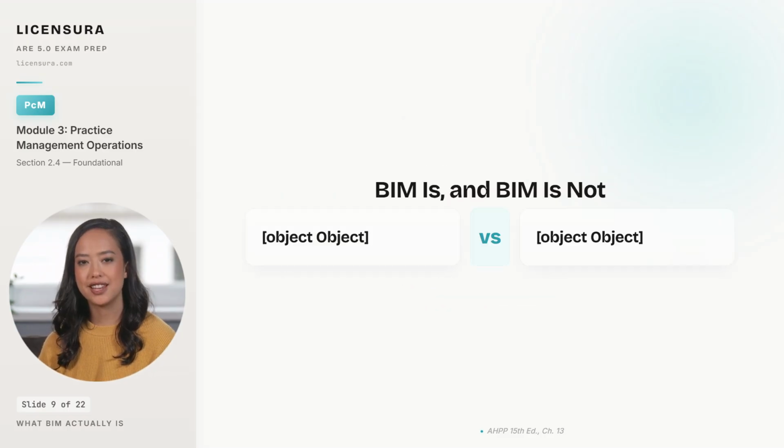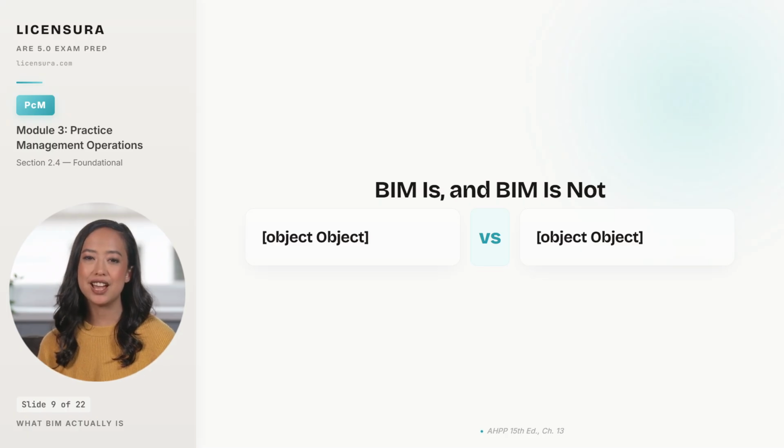On the BIM is side, it's an information management process that runs through the entire project lifecycle, not just a deliverable phase. It's a collaboration methodology that coordinates architecture with structure and with MEP so that disciplines find conflicts in the model before the trades find them in the field. It's a queryable database that supports quantity takeoffs, simulations, and lifecycle decisions. And it's a tool that pushes better decisions earlier into the design when changes are cheap.